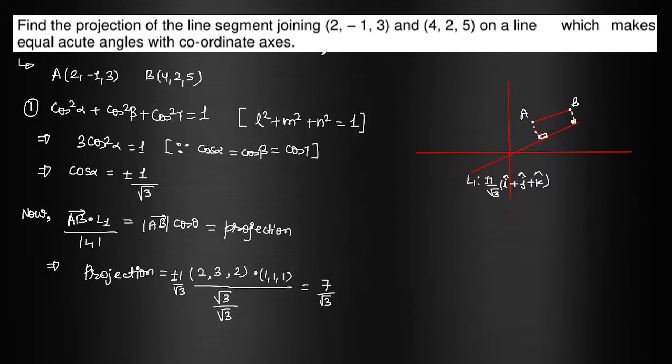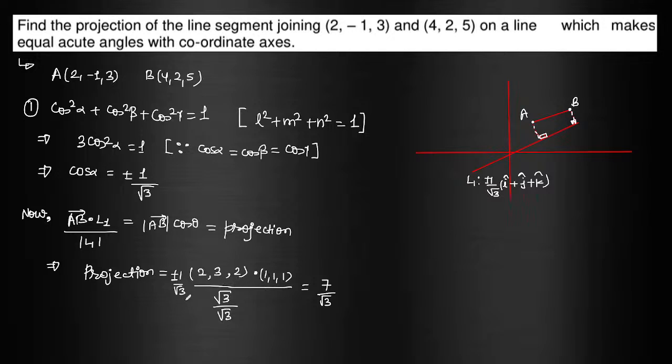A line segment makes an acute angle equal with the coordinate axes. So cos square alpha plus cos square beta plus cos square gamma is 1. So 3 cos square alpha is 1, cos alpha is plus minus 1 by root 3. So the new line will become plus minus 1 by root 3 times (I cap plus J cap plus K cap), and AB vector is 2, 3, 2. So we did 1, 1, 1 times plus minus 1 by root 3, and we have root 3 by root 3.